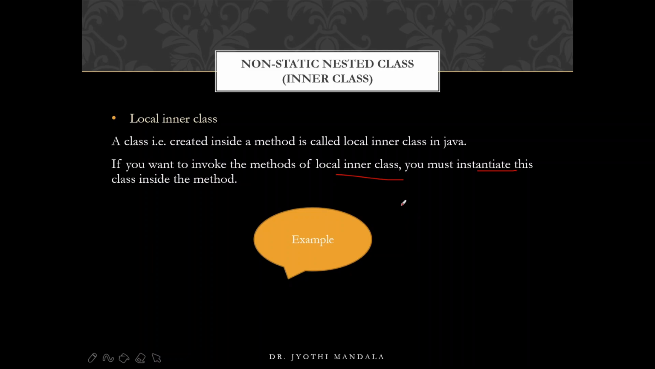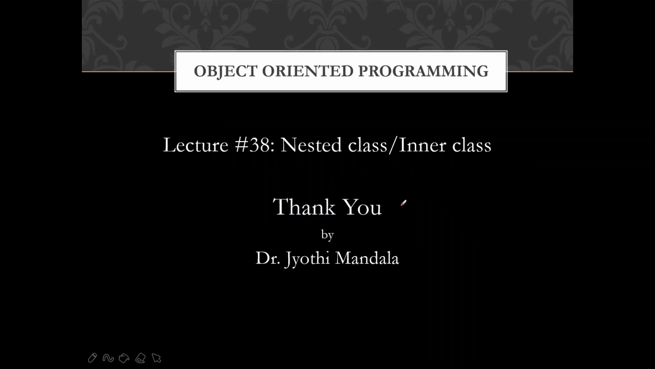Remember, we have 4 ways. First way is static nested class. The next 3 are non-static nested classes, which are called inner classes. The first of these is member inner class, the second is anonymous inner class, and the third is local inner class. So this is about nested class or inner class. I hope you all are clear with this concept.